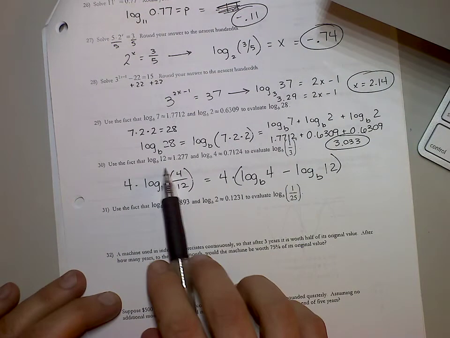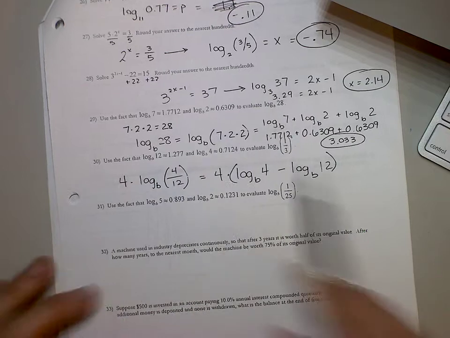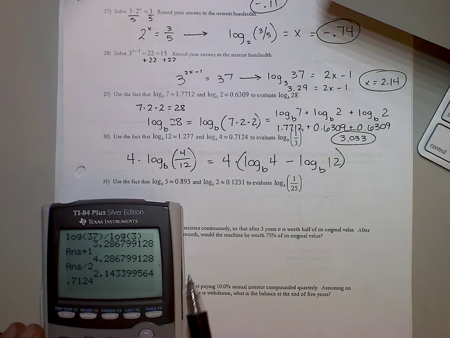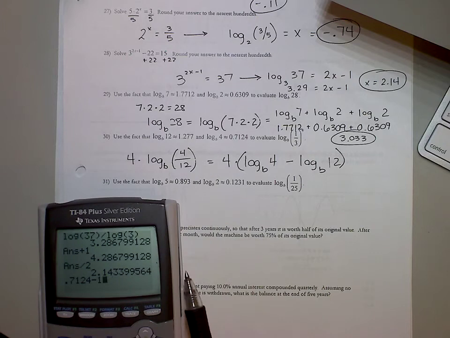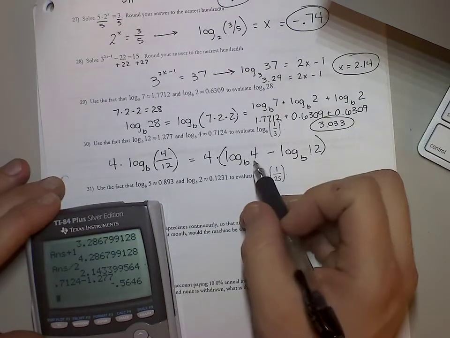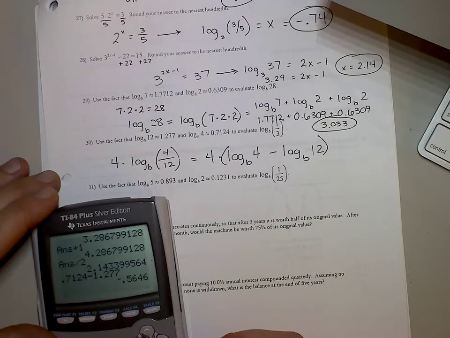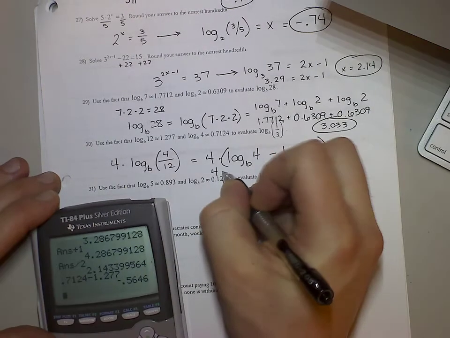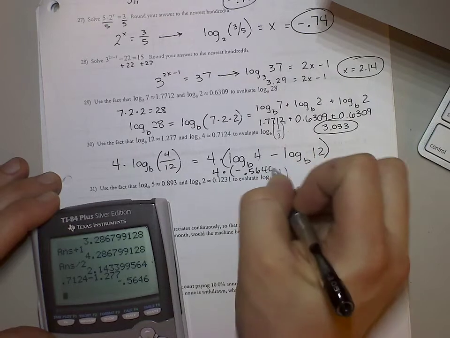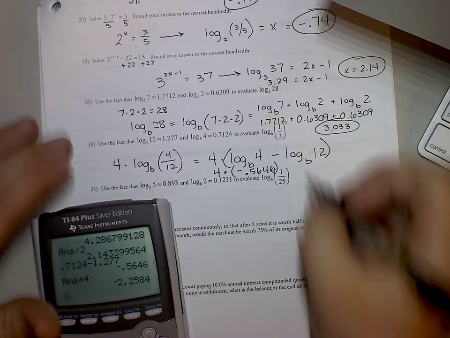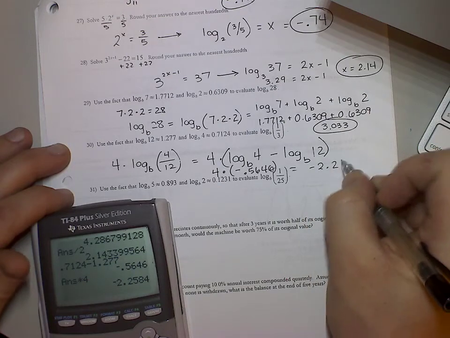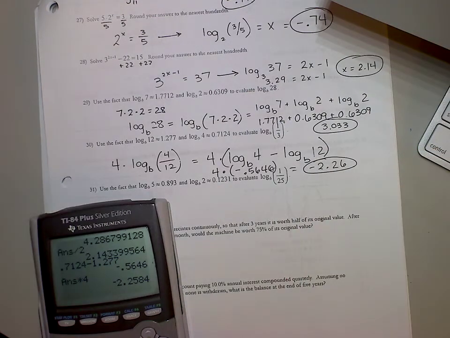I know what these are again. Log base b of 4 is given, log base b of 12 is given. So I'm going to do 0.7124 minus 1.277. And for this log base b of 4 minus log base b of 12, I get negative 0.5646. So my answer is 4 times negative 0.5646, which gives us an answer of negative 2.26, we can call it. That's your answer for number 30.